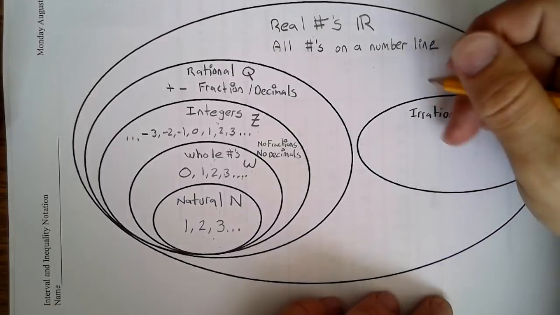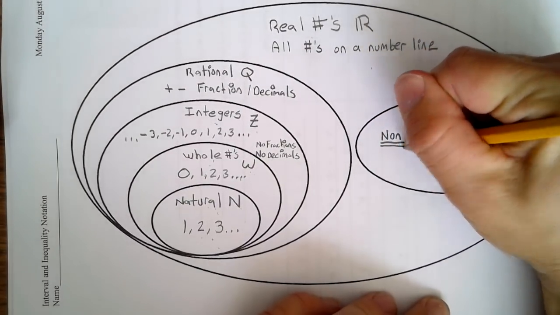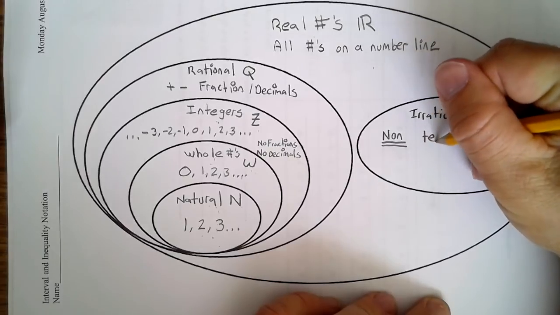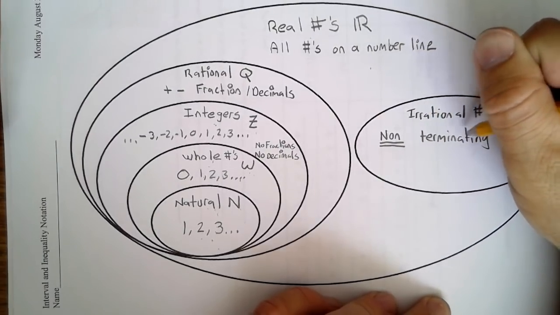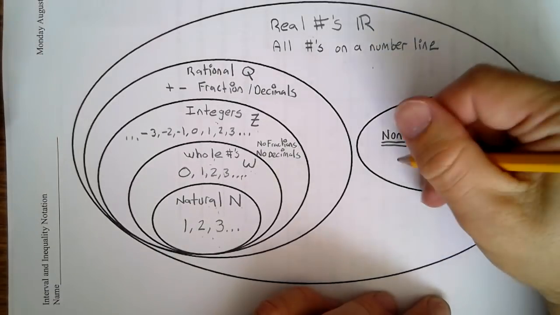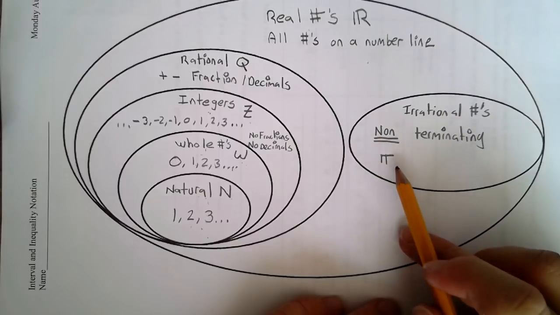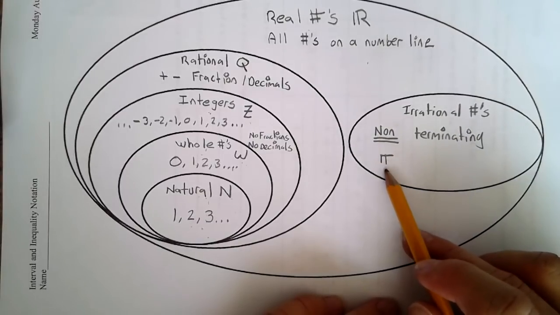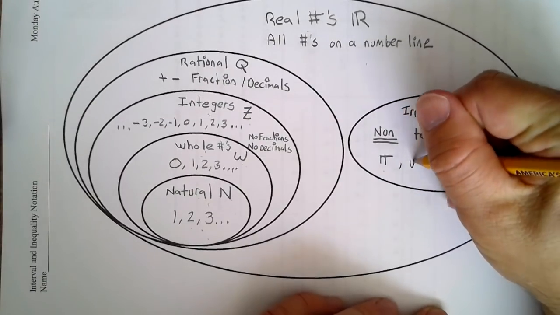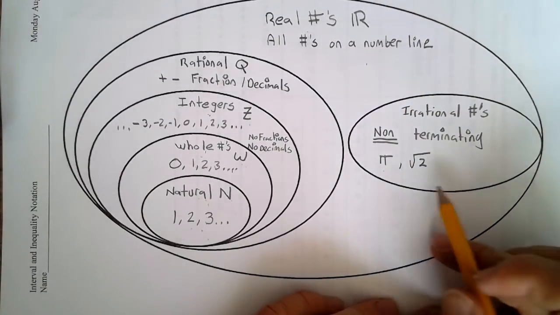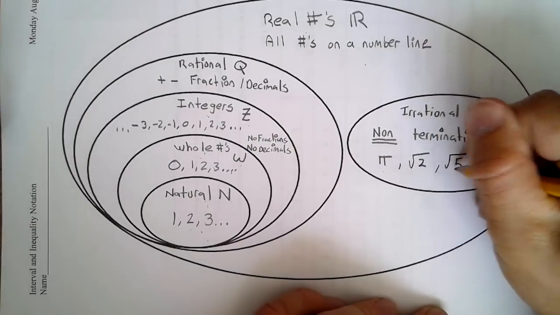Now, irrational numbers are, keyword, non-terminating decimals. Pi is an example, and if you want to understand that, Google the last term of pi, and you'll find that they haven't found it yet. It keeps going on forever. A good example also is put the square root of 2 in your calculator. You'll find that decimal keeps going on and on forever, so does the square root of 5.